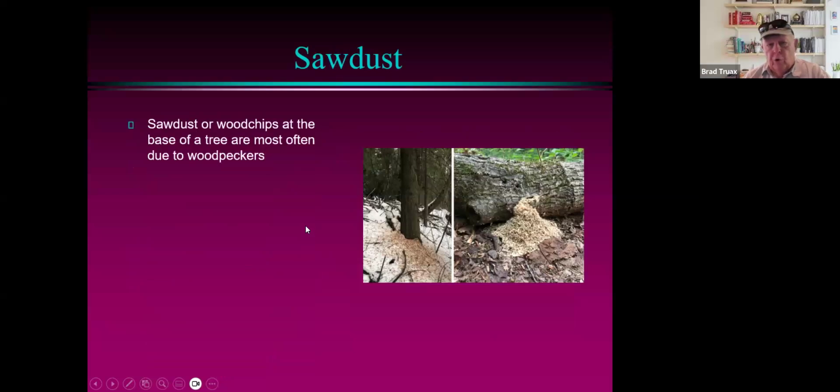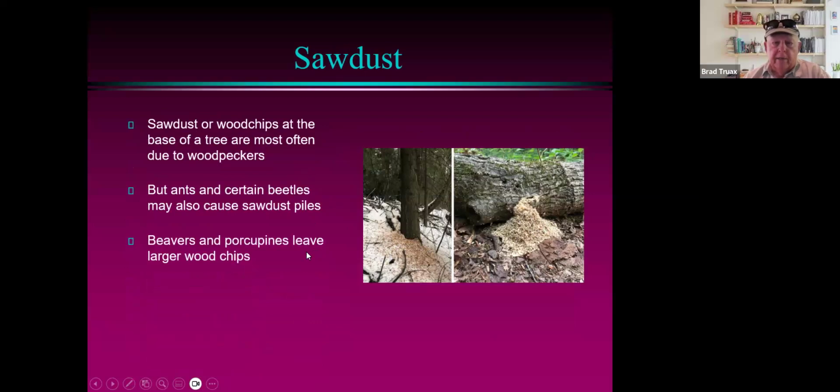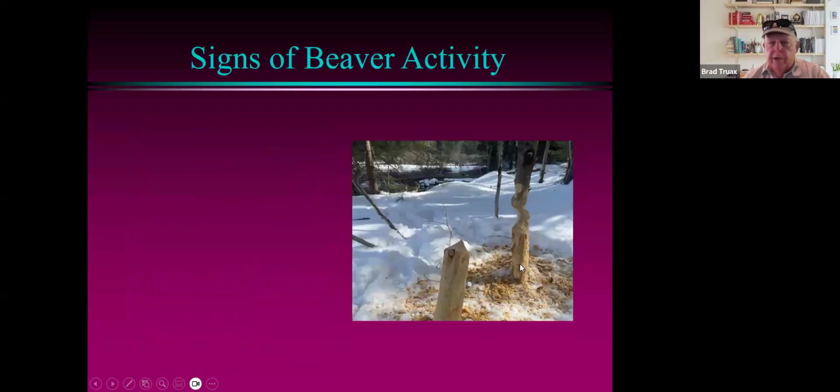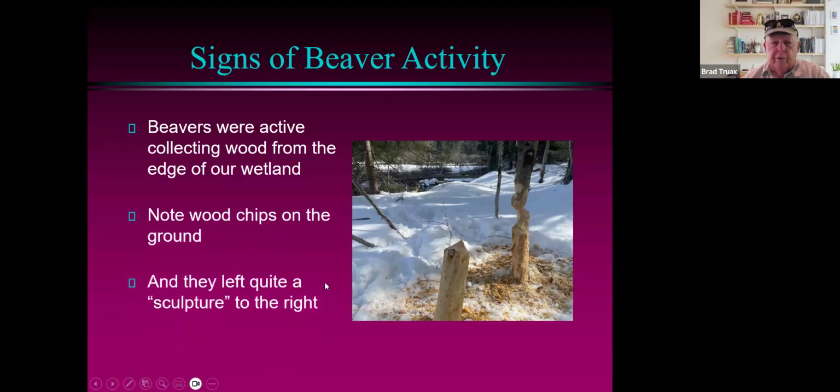Sawdust or wood chips may appear at the base of a tree. Here it's usually due to woodpeckers. A little bit bigger piles tend to be due to ants and certain beetles that leave piles of sawdust. And beavers and porcupines tend to leave larger wood chips. This is, again, from Eastman. This is off the Yellow Trail in Heath Forest, and it's basically showing the wood chips around the areas where the beavers have gnawed down a tree. I note these wood chips on the ground. They left quite a sculpture here.